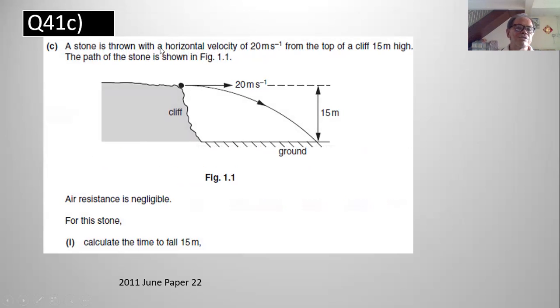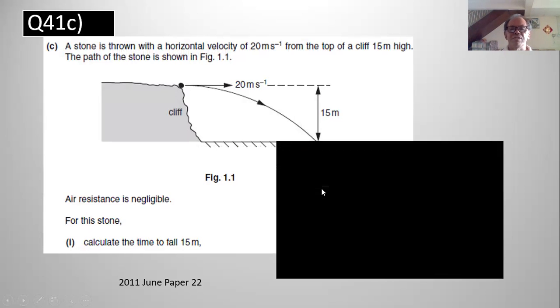A stone is thrown horizontally with a velocity of 20 meters per second. Remember, this is horizontal velocity, from the top of a cliff, 15 meters high. The path of the stone is shown. Air resistance is negligible. Right? That's the key, no air resistance. For the stone, calculate the time to fall 15 meters. Right? The time to reach here.